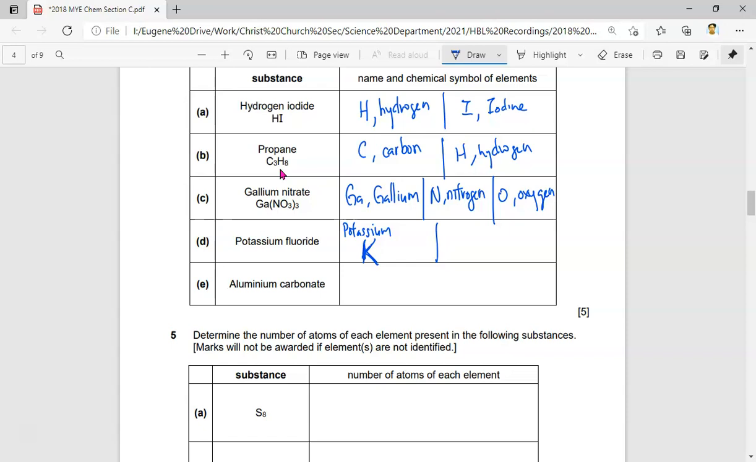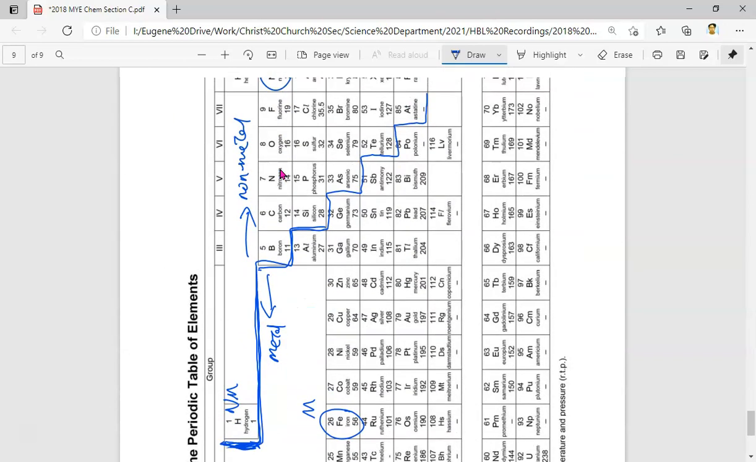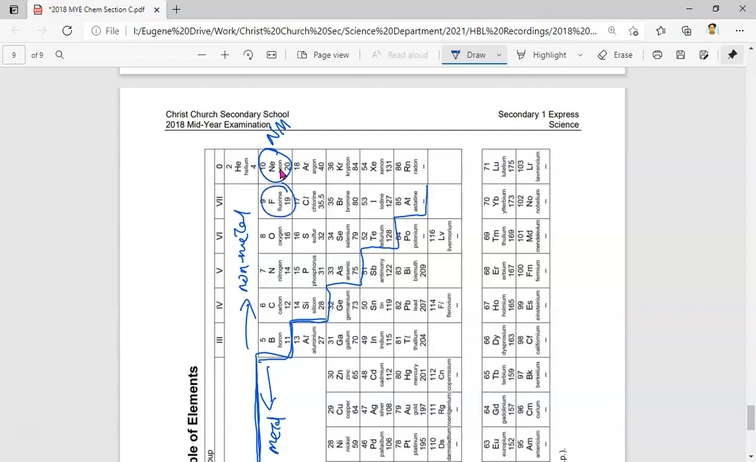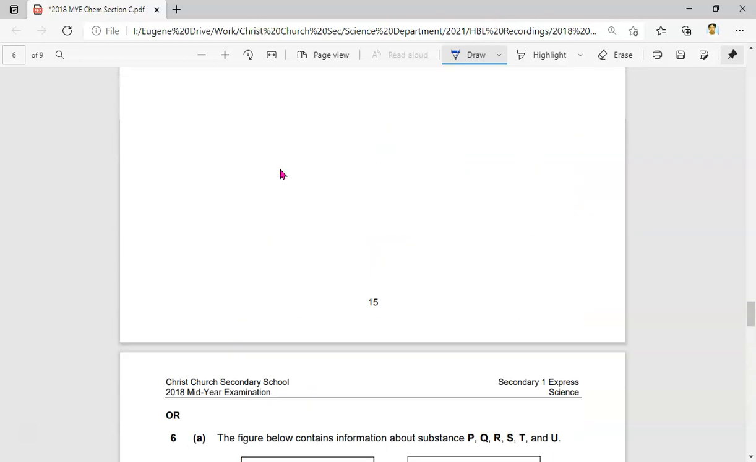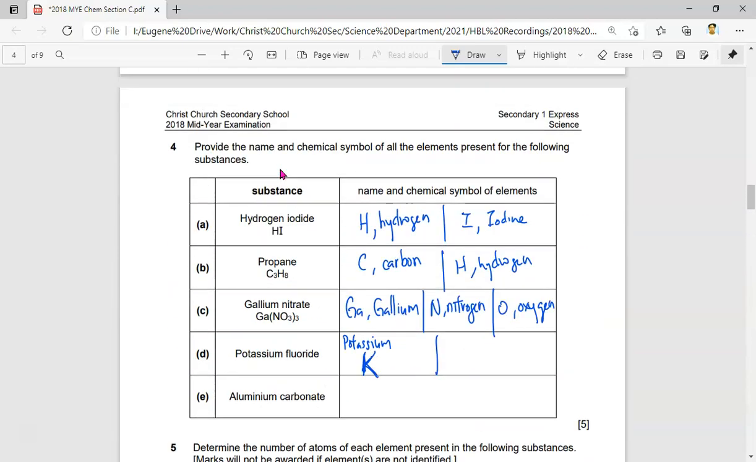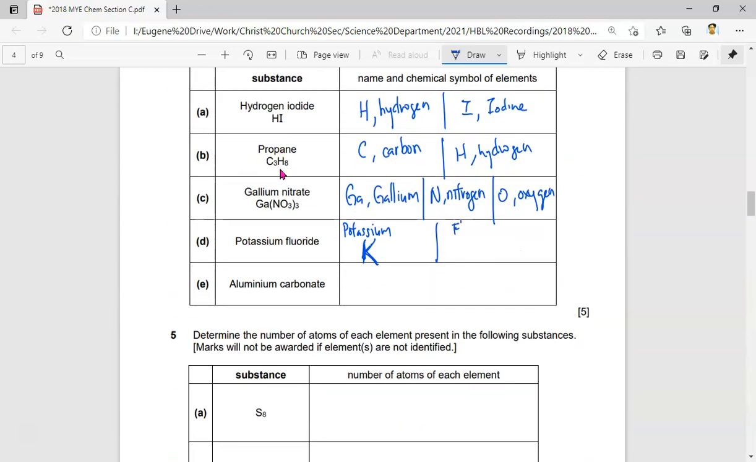Next one, fluoride. Fluoride actually sounds like fluorine. Okay, because fluoride is actually the element fluorine. So chemical symbol is F. So you do have to flick here and there to keep referring to your periodic table. So fluorine is the element. Okay, chemical symbol is F.